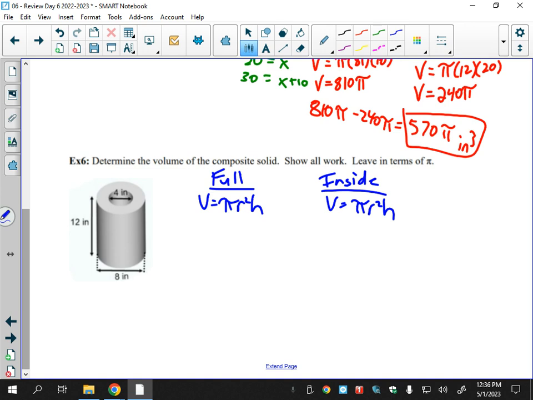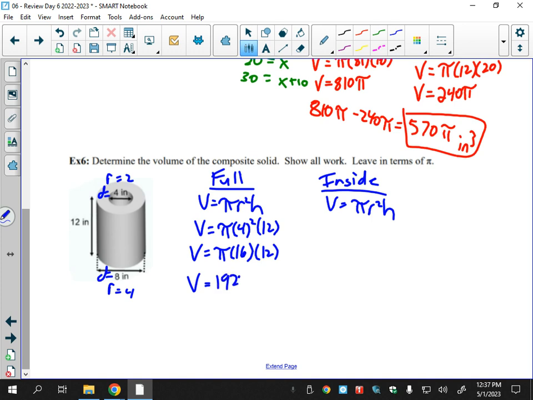Okay. Notice though that they give us the diameters, not the radius. We have to know if the diameter is 8, the radius is 4. If the diameter is 4, the radius is 2. And they both have the same height of 12. So our full cylinder, radius is 4, so that's going to be 4 squared times a height of 12. So pi times 16 times 12. So 192 pi. And then our inside cylinder, radius is 2, so 2 squared times 12.